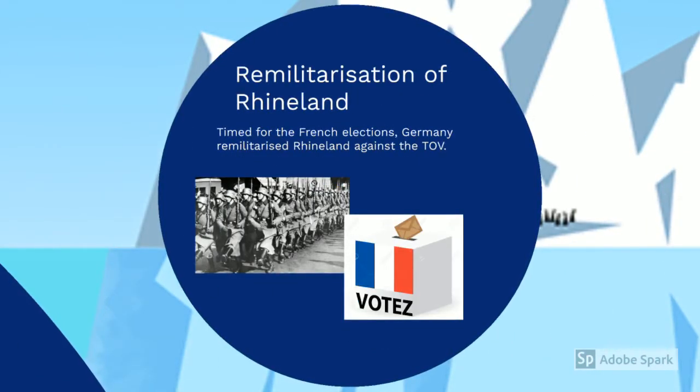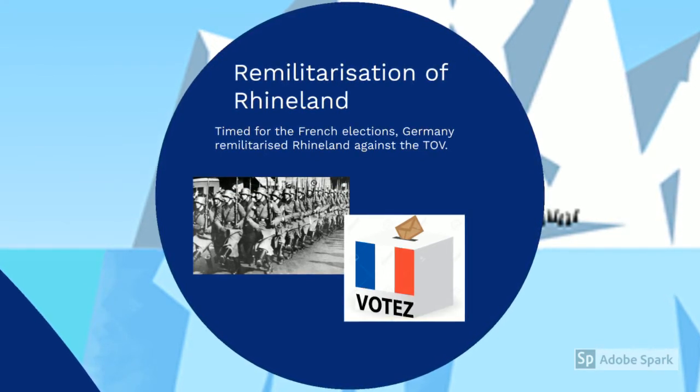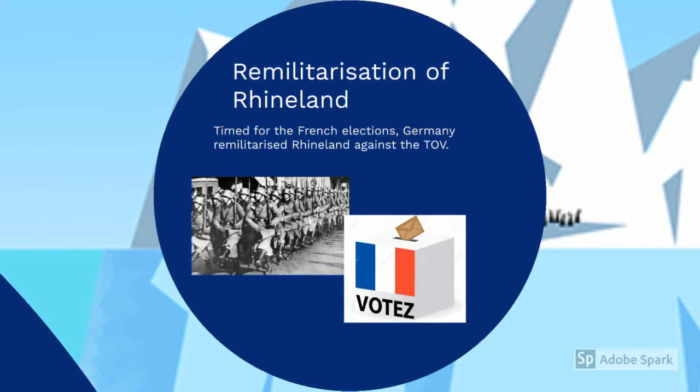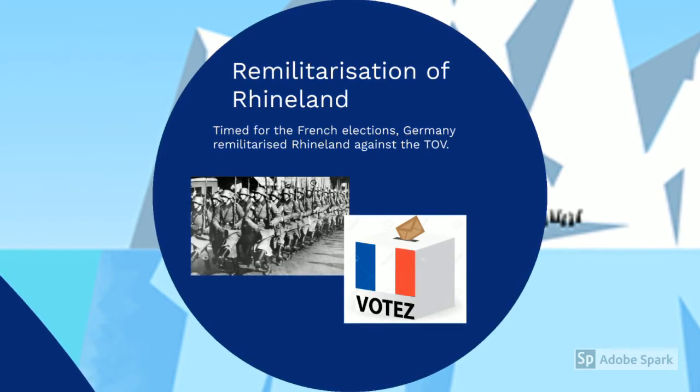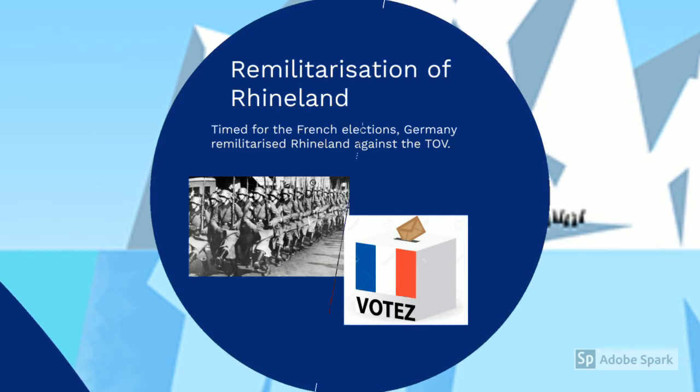In 1936, Hitler began stationing troops in Rhineland, which was one of the clauses of the TOV. Hitler planned a remilitarization at around the same time as the French general elections. As none of the French political leaders wanted to take responsibility for plunging Europe into a war, Hitler was able to escape unpunished and unscathed.